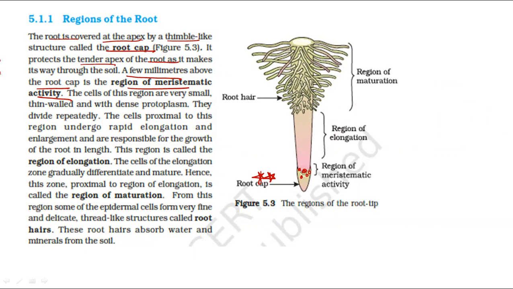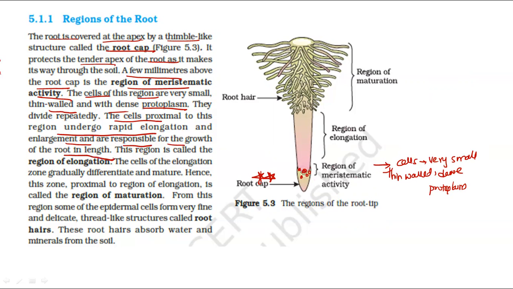Later, they elongate and then they mature and they give out root hair. The cells of this region are very small, thin-walled with dense protoplasm. They keep on dividing rapidly, and the cells proximal to this region undergo rapid elongation and enlargement and are responsible for the growth of the root in length.